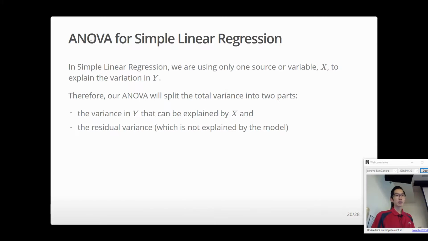So when we're doing ANOVA for simple linear regression, we only have one variable to explain the variation in y, and that's our x. So when we do our ANOVA, it's only going to split it into two parts: the variation in y that can be explained by x, and then the residual, everything left over. So there's only going to be two parts when we do ANOVA for simple linear regression.